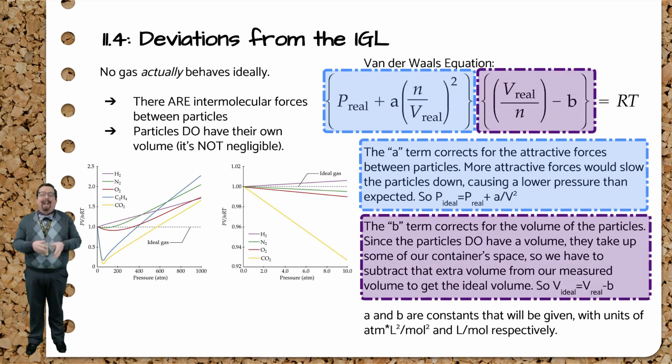Since our particles do take up their own space, the actual available volume of our container turns out smaller than what we're measuring. So to show that, we subtract the volume of the particles from the volume of our container. This b term is measured in liters per mole. If you're asked to do any problems with this equation, you'll be given the a and b constants as well as all of the other conditions except the one you're solving for. At that point, it's just a plug and chug and a little bit of algebra. The main focus of this chapter is working with the ideal gas law, so expect a lot more practice with that than this van der Waals equation.